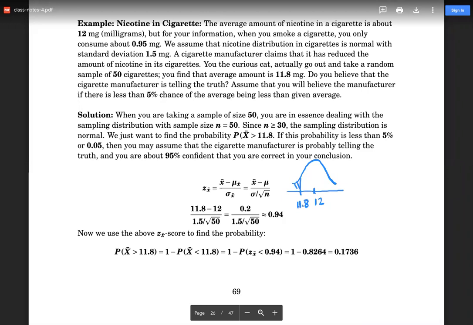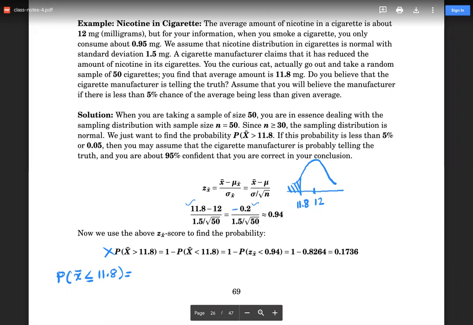This is 12, and let's say 11.8 is here. We are looking for the probability of X bar being less than or equal to 11.8. That's what we are looking for. Now, this calculation is actually right except for the sign. This should be negative. 11.8 minus 12 is negative 0.2, divided by 1.5 over square root of 50. So that is going to be 0.2 divided by 0.0707.